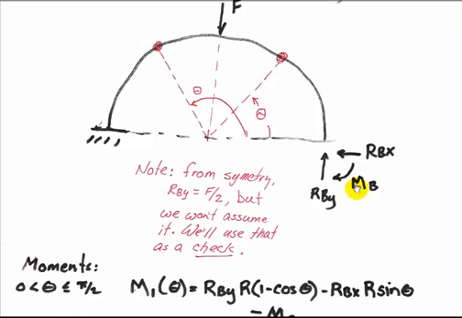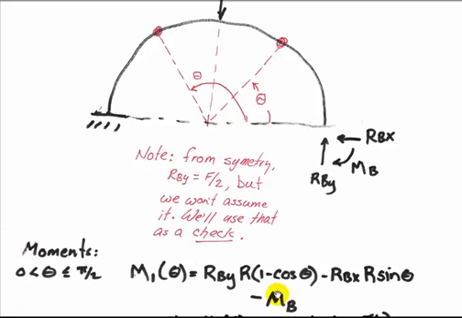And then I have a moment purely due to MB. It's negative as well. If this one is positive, that one's negative. And so that gives me a minus MB term for the moment. That's my moment in the first region.